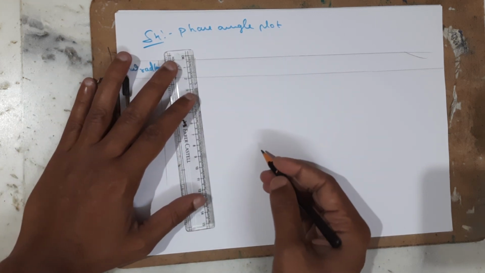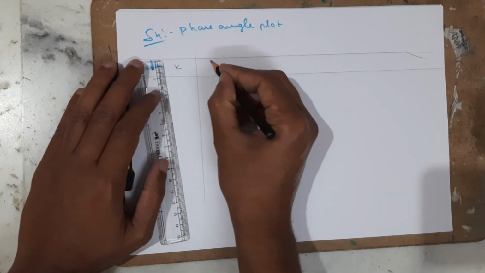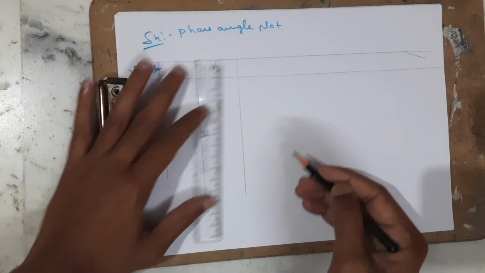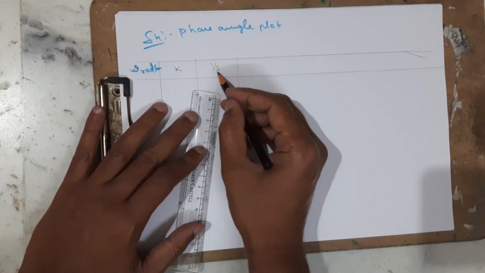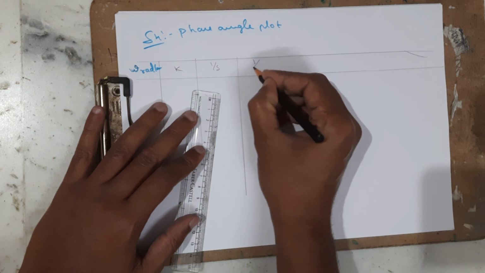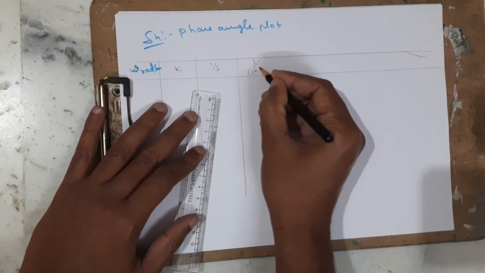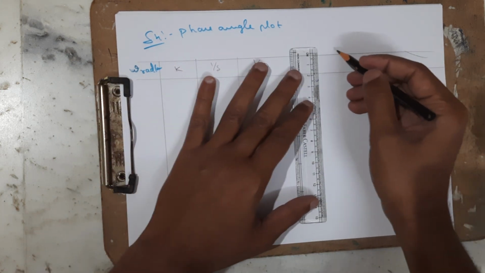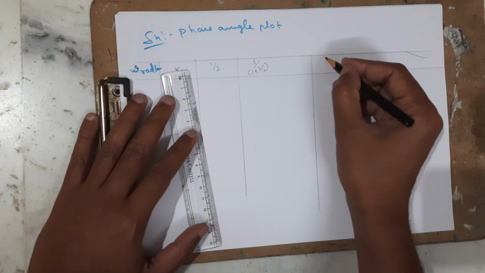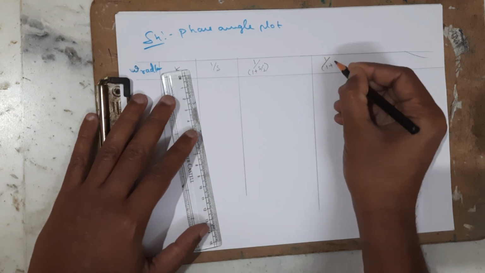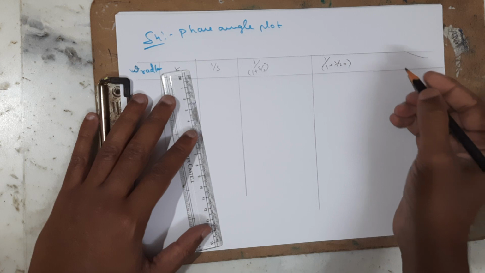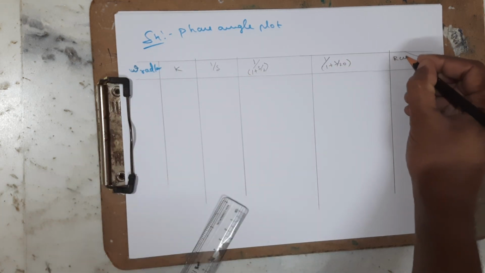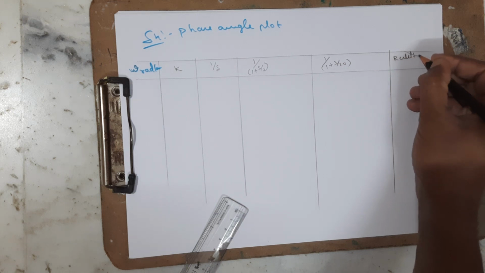Next factor that we found out is the 1 simple pole. What is the contribution of 1 simple pole? Next we have 1 pole at the origin. Next we have 1 simple pole, 1 by 1 plus S by 2. Next we have another simple pole, 1 by 1 plus S by 20. Next is the resultant. So we need to prepare a chart like this.